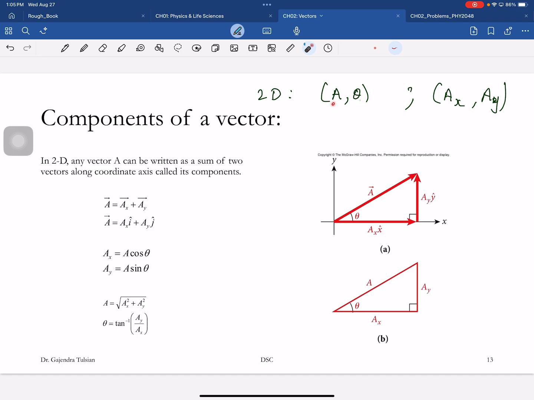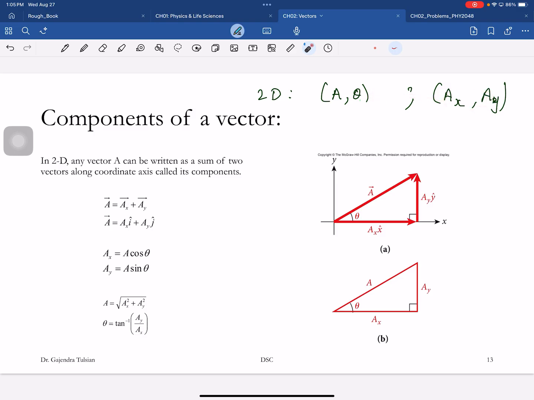All right. So this is the magnitude and direction, and these are the components, x and y components. Oftentimes you'll be given this set or that set, and what you'll need to do is find the other set. So if you're given this set of numbers, you'll need to find that, or if you're given this set of numbers, you'll need to find that.